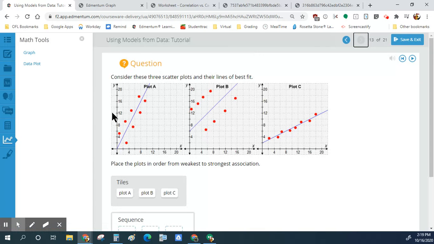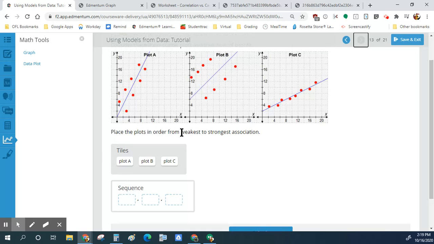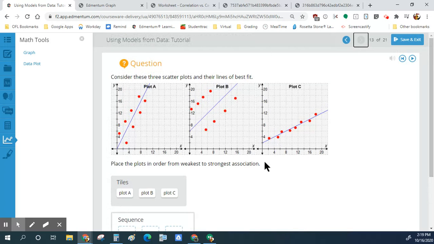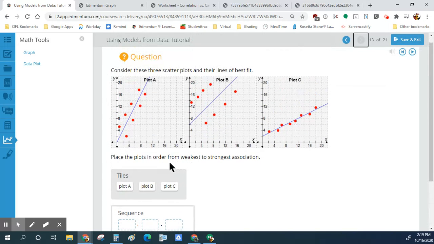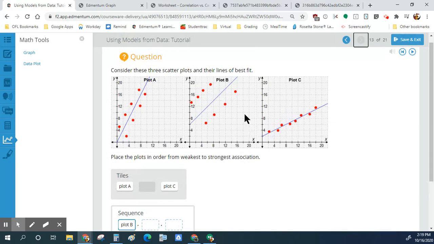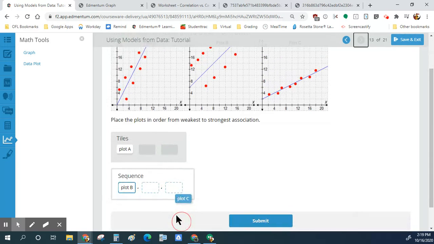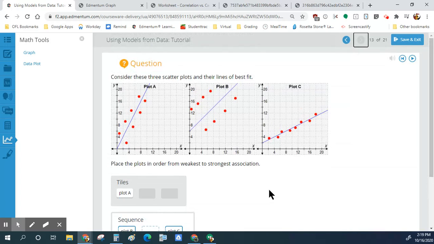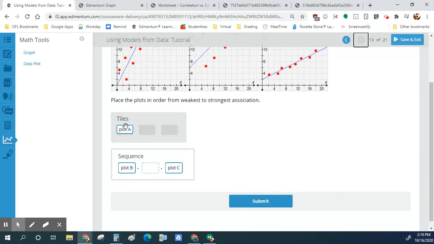So let's take a look at this. Graph A. We're going to go from weakest to strongest. Remember, strength has to do with how close the points are to the line. The closer it is to the line, the better. B is very, very far away from the line, so B is the weakest. C is really close, so that's the strongest. And then A is going to be our middle one.